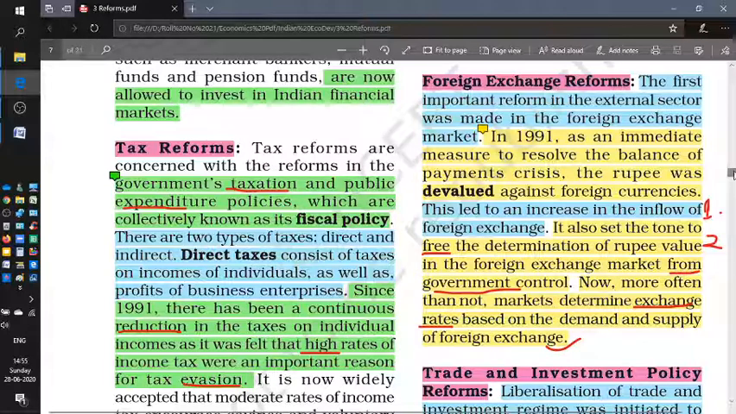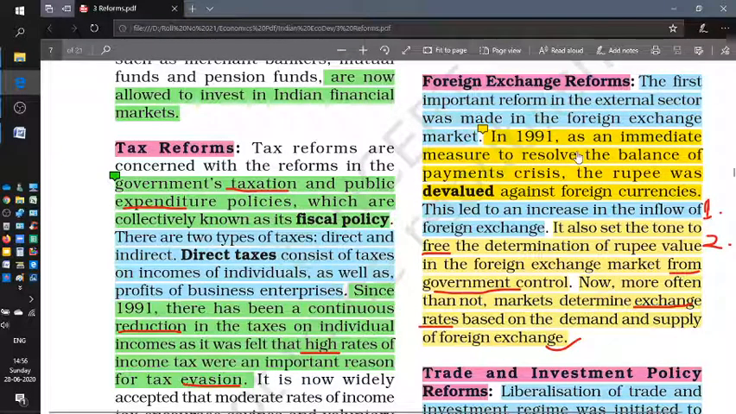Now let's go to foreign exchange reforms, how we deal with foreign trade. The first important reform in the external sector was made in the foreign exchange market. So when we deal with the rest of the world, we sell goods, we buy goods. That's foreign trade. We earn foreign exchange. There is a market for foreign exchange to exchange your domestic currency with currency of the rest of the world.